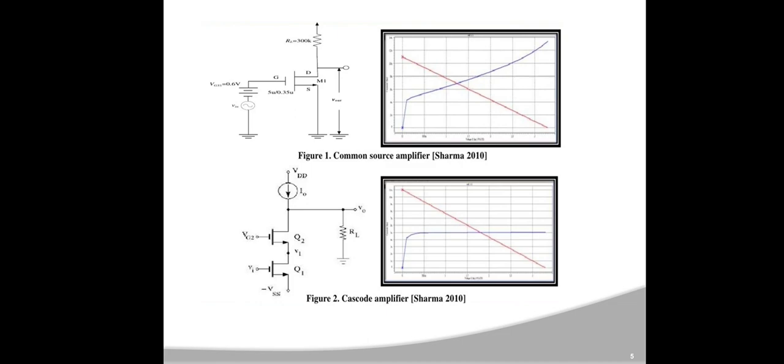This shows the common source amplifier, where the source is grounded, the gate is given the input, and there is a load resistance at the drain of 300k. And this is the cascade of two transistors, with common gate and common source amplifiers. Both form a cascade amplifier as shown in the figure.